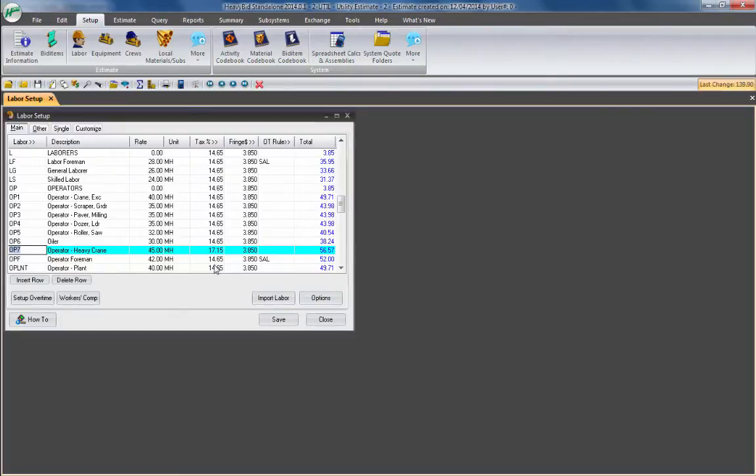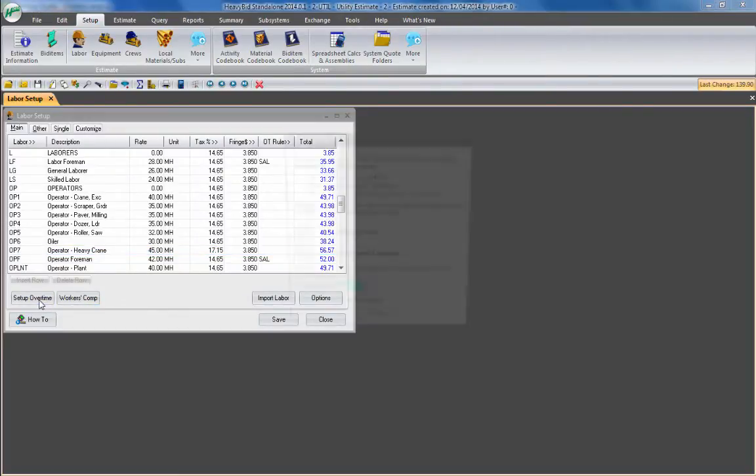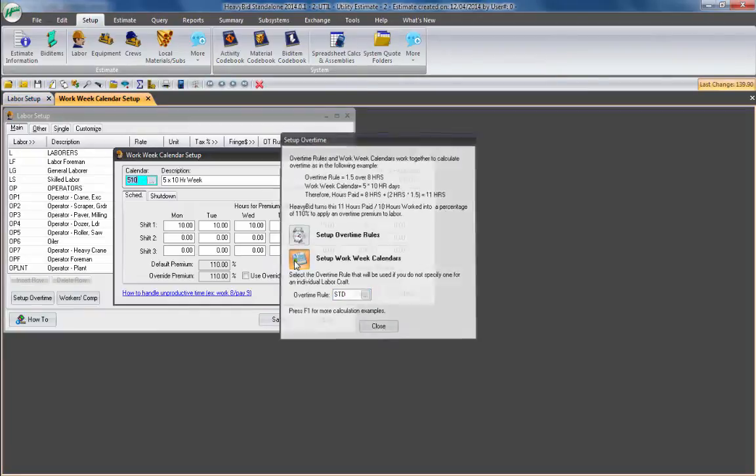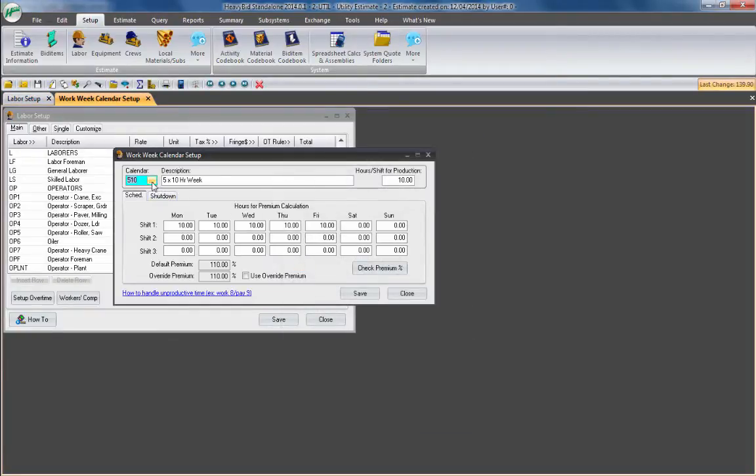Now, in order to use that overtime rule, I have to have a calendar. So now I'm going to go in to set up the calendar here, and this example would be a 5 10-hour calendar, 10 hours per day. So here it is, Monday through Friday, 10 hours for production, and my premium rate is 110%. What that means is if you do the calculation converting everything to straight time hours, you end up with 55 straight time hours divided by 50 hours, or every hour is multiplied by a factor of 1.1.